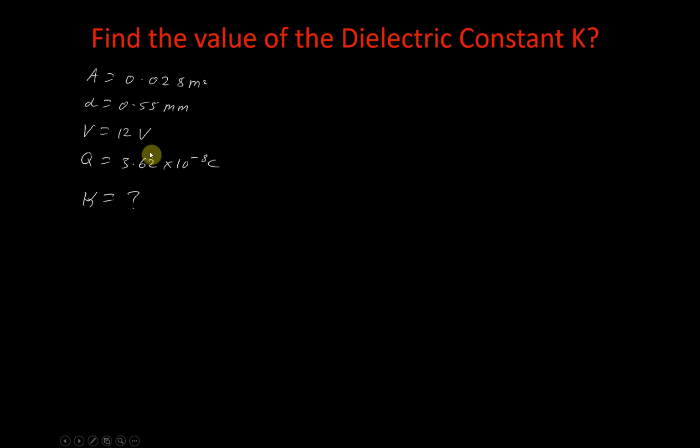Okay. What do we have? Well, from the slide, we have the area 0.028 square meters. We have the separation of 0.55 millimeters. We have a voltage of 12 volts. We have a charge of 3.62 times 10 to the minus 8 coulombs, and we want to find K.